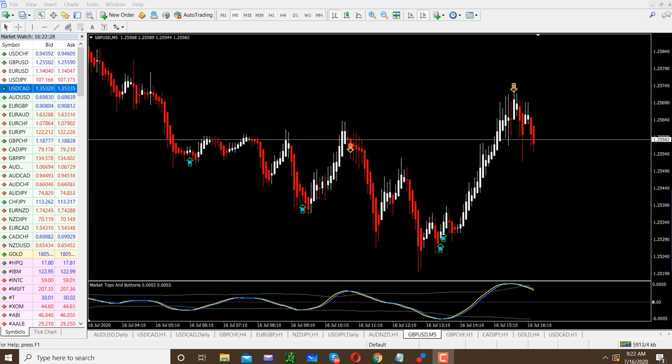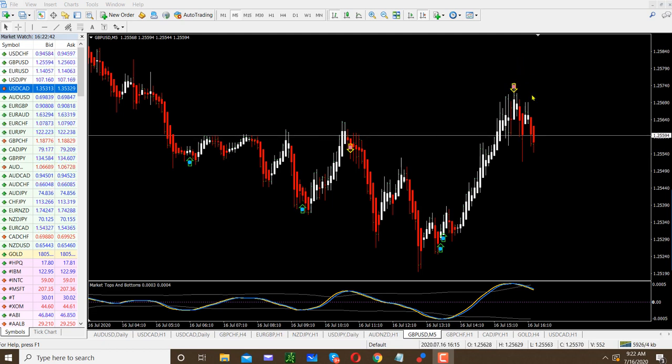I just want to do this quick follow-up. Not long ago, I showed you that trade we had to the long side in the British pound. So you can see that maybe 5-6 bars ago, we had a sell signal up here. Okay.